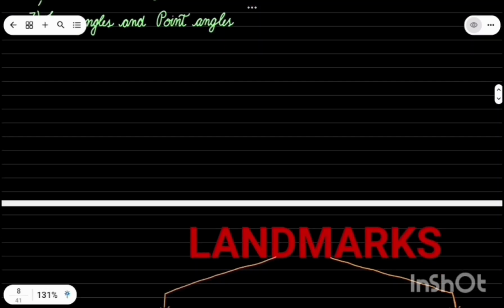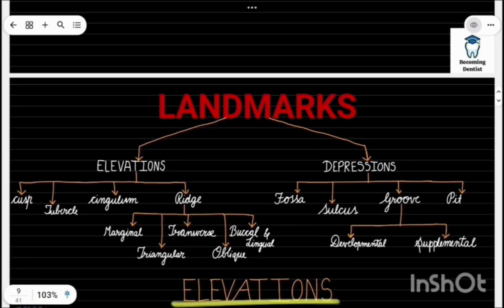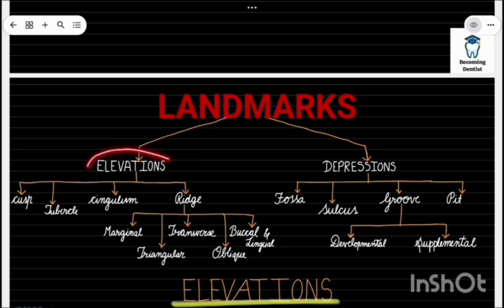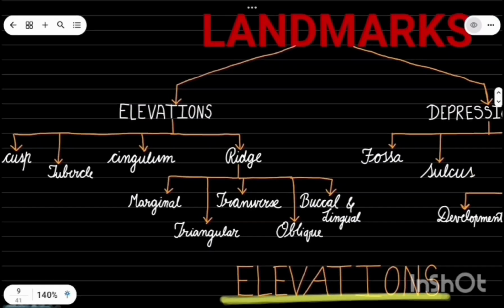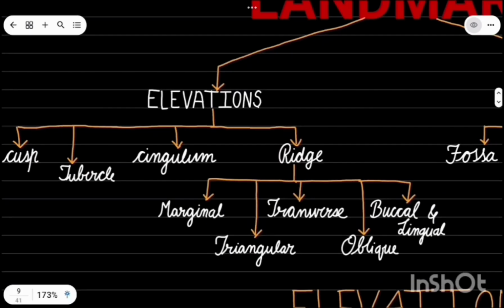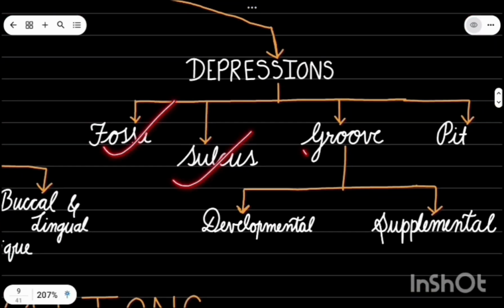Starting with landmarks. Now on the surface of tooth, landmarks are majorly of 2 types, or they are in the 2 forms. These are in the form of either elevations or in the form of depressions. They can either be as elevations or they can be as depressions. So elevations, we have cusp, tubercle, cingulum and ridge. And depressions, we have fossa, sulcus, groove and pit.